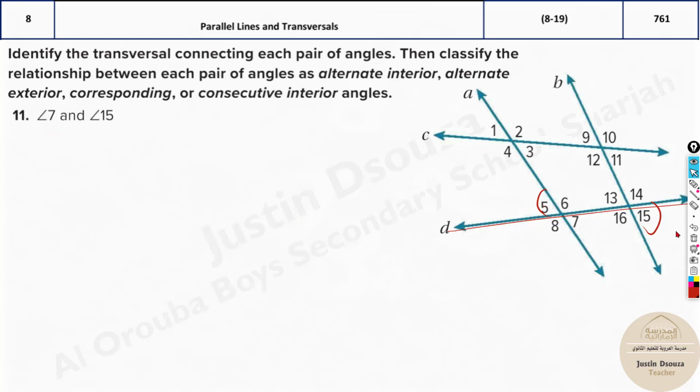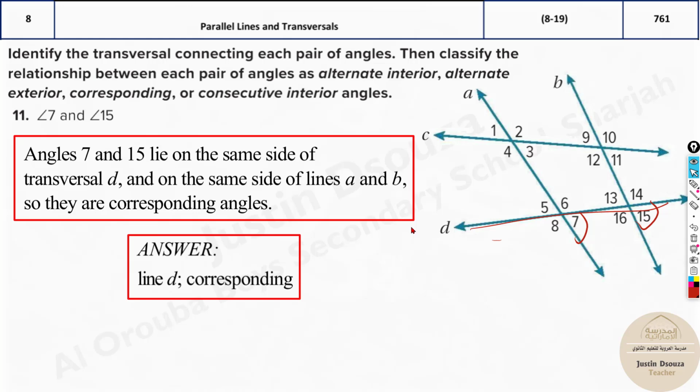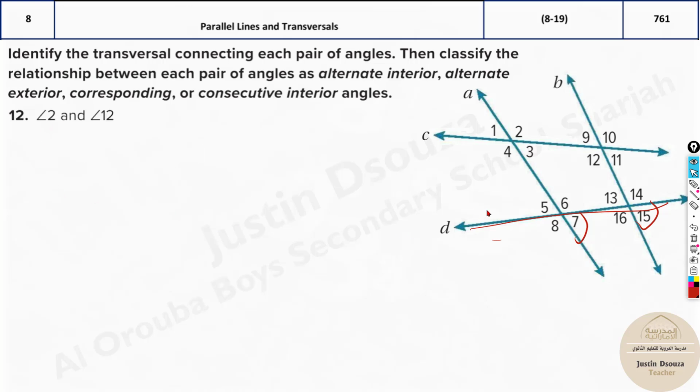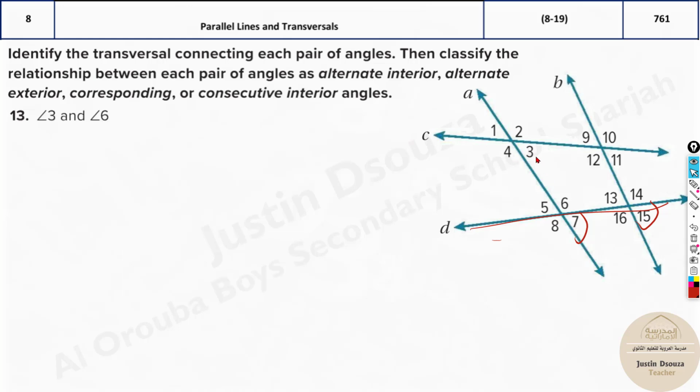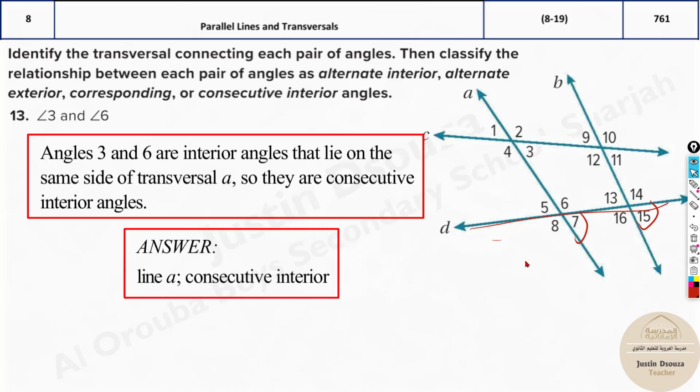Simple. What about 7 and 15? 15 is over here, 7 is over here. They're corresponding, down right, down right. The transversal is D, the line cutting both A and B. So D and corresponding. And over here we have 2 and 12. 2 and 12 are alternate interior, and the transversal is C. So that's the answer. 3 and 6 are consecutive interior because they're continuous. And which is the transversal? Line A is cutting them both.